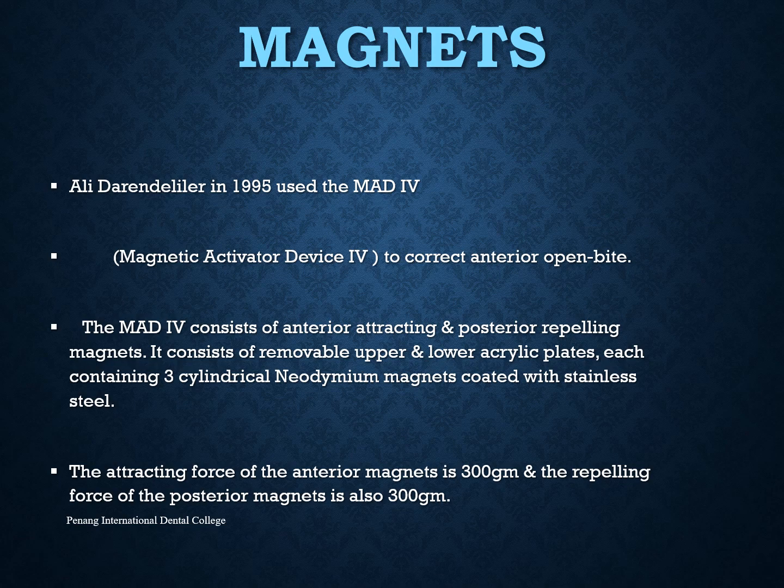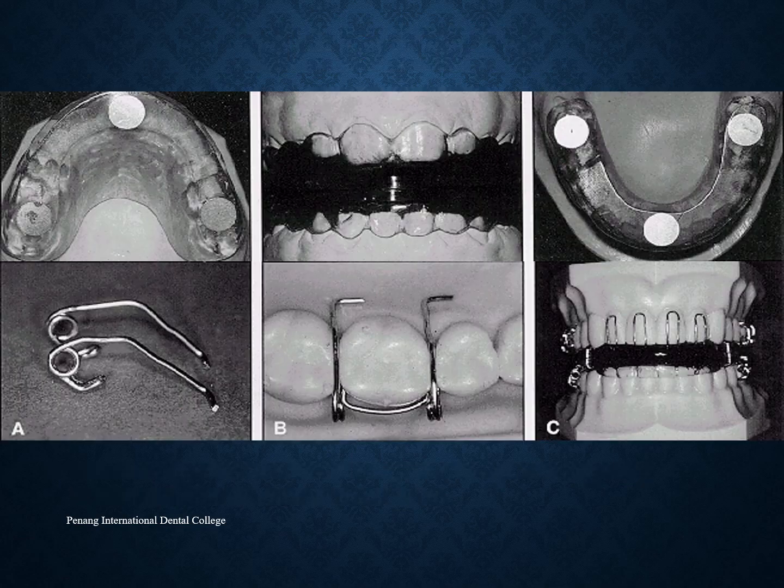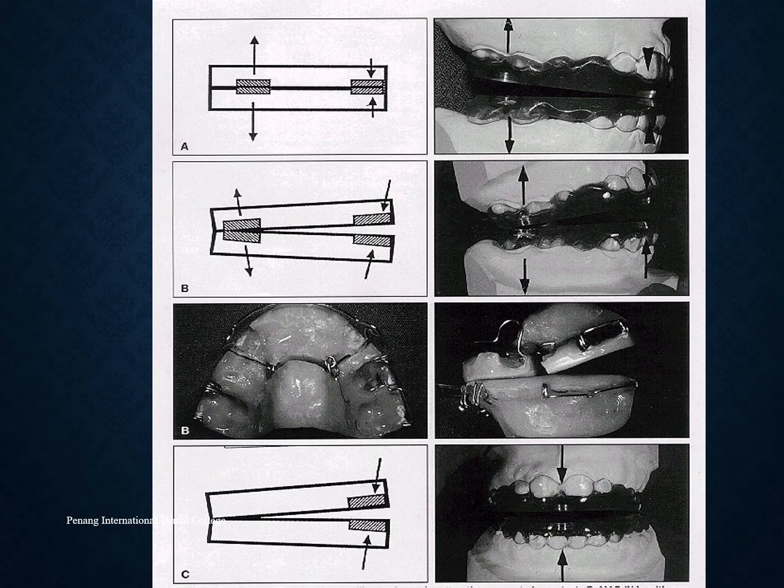Now, magnets, as you know, were started to be introduced by Ali Darendeliler from 1995. He called it MAD4, which is the magnetic activated device to correct the anterior open bite. As you all know, because of the attractive force of the magnets, the open bite closes. Now, this is not used now, but initially it was very popular, right? Something like this. So this is the attracting magnet. When you try to close, it gets stuck to this one, so the mouth will close. But it was not very comfortable for the patient and hence it has not been used, as you can see in the picture.